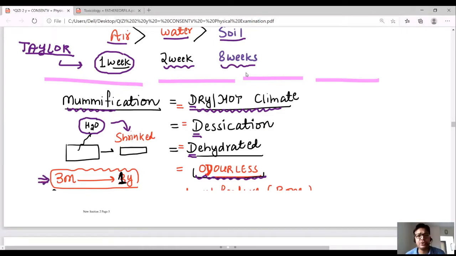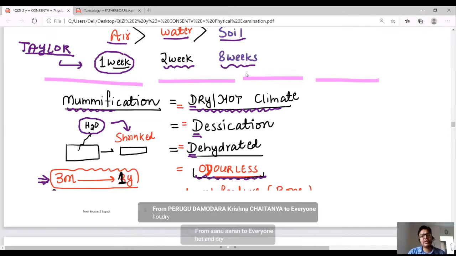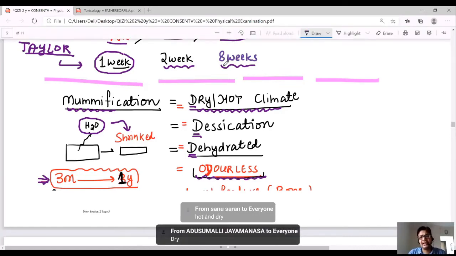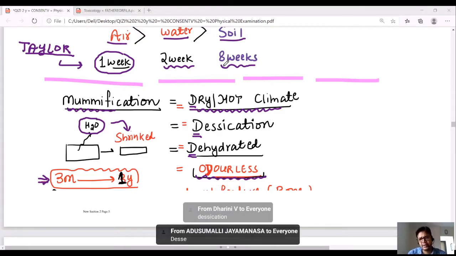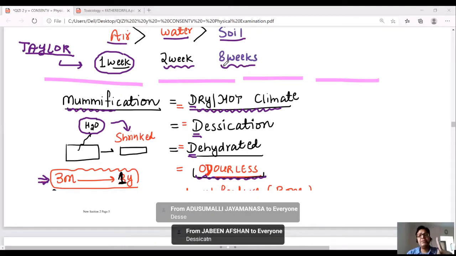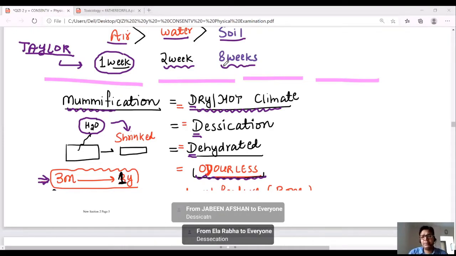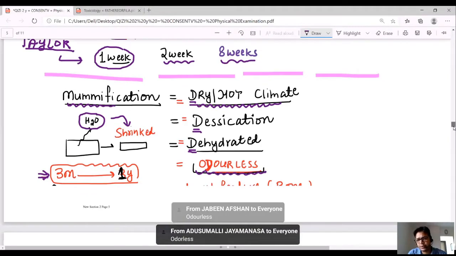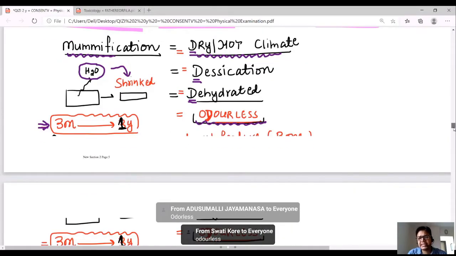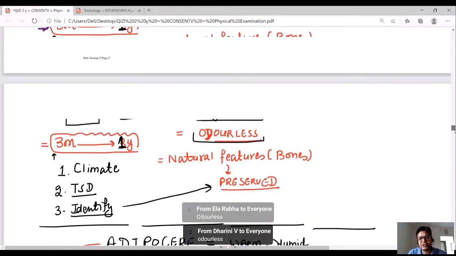So first write down, first question for you. Mummification is seen in which climate? Dry and hot climate. Example is desert area. Mummification is also known as, anyone? Desiccation. Mummified body gives which kind of smell? Odorless. The body is converted into a shrunken mass.